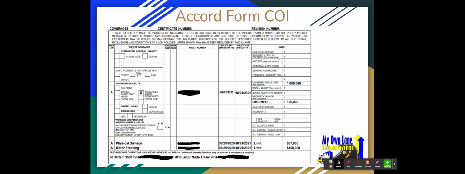So the Accord form, in closer detail, more aligned to what your truckers will see. Like I said, it may or may not have that commercial general liability, but will have automobile liability. It is a scheduled policy, which means the information has to be listed below. It's going to have the policy number, the terms listed, the $1 million coverage right here. UM and UMPD is uninsured motorist and uninsured motorist property damage, which is 100,000.